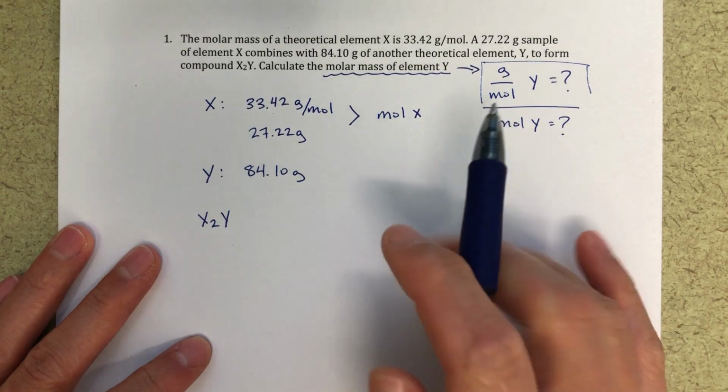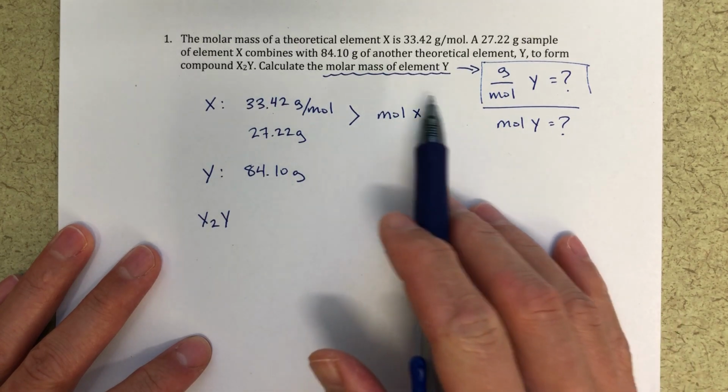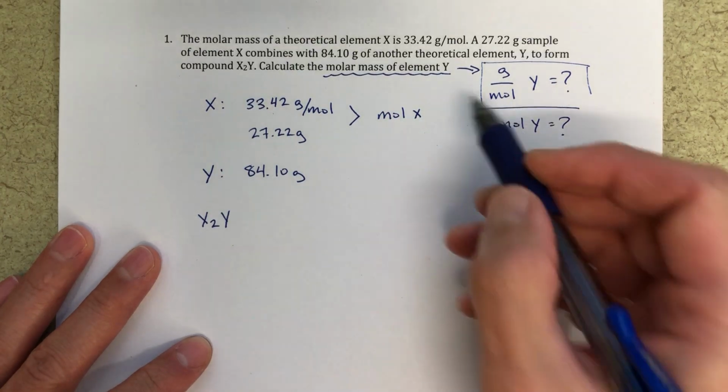So, looking at this information, I noticed moles of X, moles of Y. I know that I can already solve for moles of X. So really, the question is, how do I go from this moles of X to moles of Y?